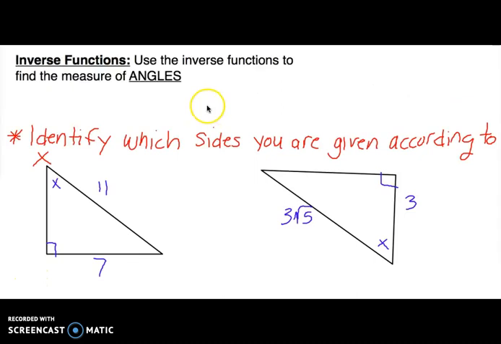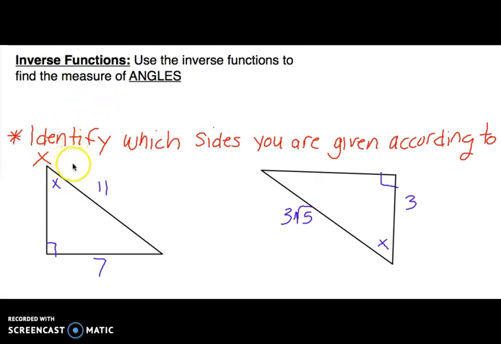Inverse trig functions would be inverse sine, inverse cosine, and inverse tangent. These trig functions are used to find the measure of angles. So, for example, number 1 right here, you see this triangle. We have this side that's 11, this side that's 7. We don't know this side yet, but we are trying to figure out what this angle measurement is right here, this angle X.